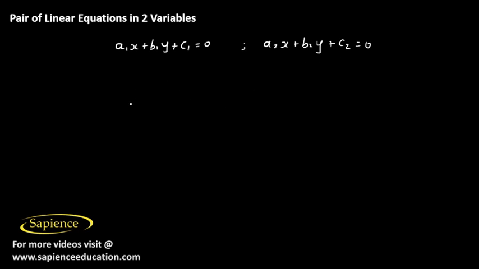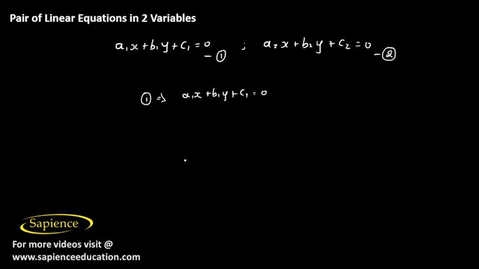The first step in finding their solution is to choose any one of the equations. So this is equation 1 and this is equation 2. Choose any one of the equations. I am choosing the first equation, which is a1x plus b1y plus c1 equal to 0.